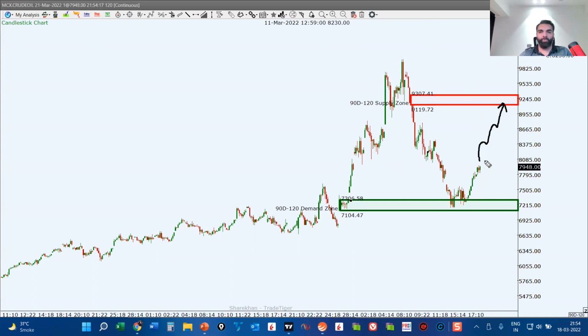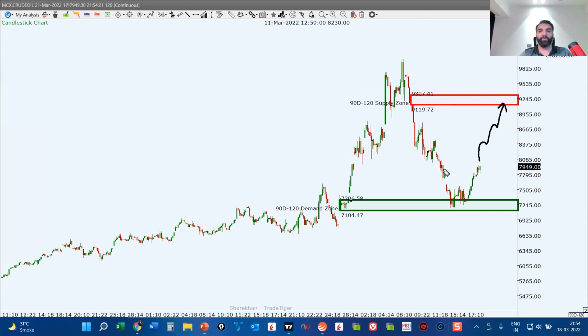Now, if the crude oil begins to rise and start inching towards higher levels, then that is going to create a kind of negative effect on the equity market, right? So this is a level to watch out for, and anything could happen right now.